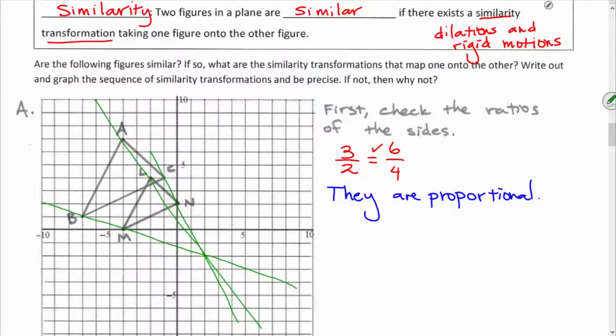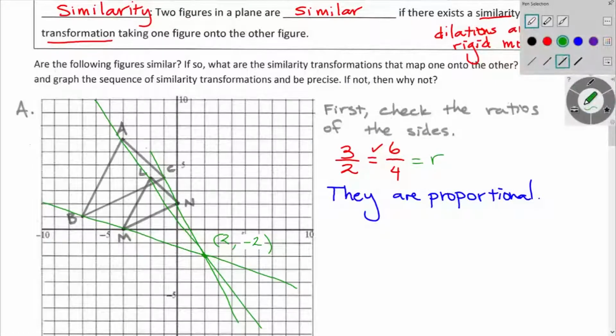Okay, so those are all concurrent, and they will always be concurrent if the triangles are proportional. And this point of concurrency will be the center of dilation. In this case, it's (2, -3). Okay, so I have my center of dilation. I have a scale factor right here, this 3/2 that I kept seeing. As long as you're using corresponding ratios, then the ratio you get over and over again is the scale factor. So here is my single similarity transformation.